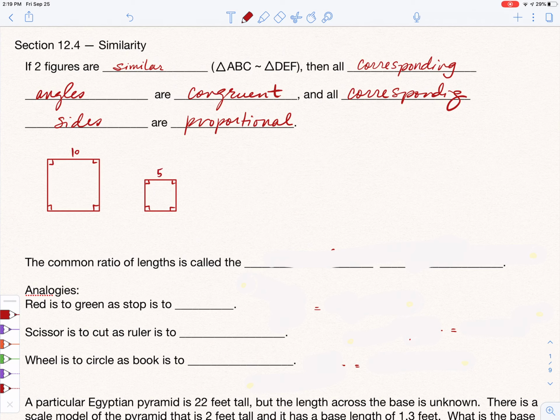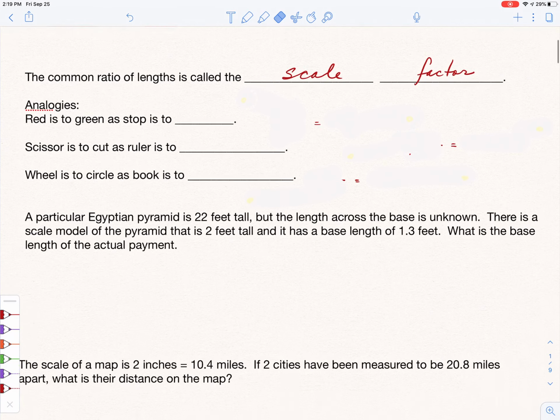Maybe the sides of the larger square are 10 and the sides of the smaller square are 5. What I like to think about this is that similar figures are kind of like the little model figure, the model train compared to the actual train, the model building compared to an actual building, etc. The common ratio of lengths is going to be called the scale factor.